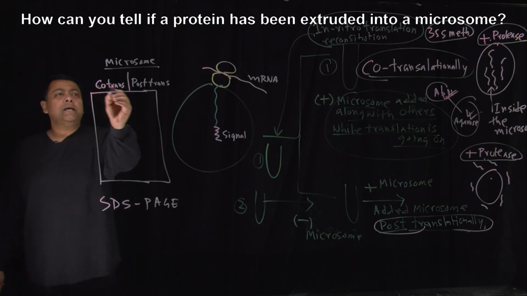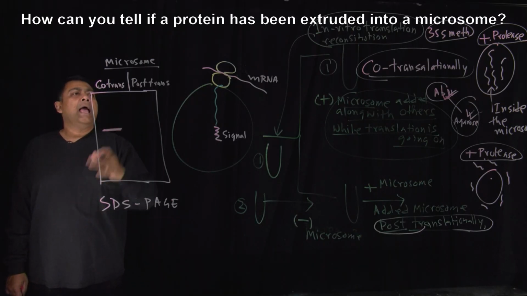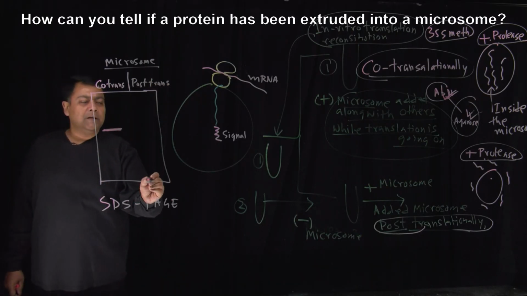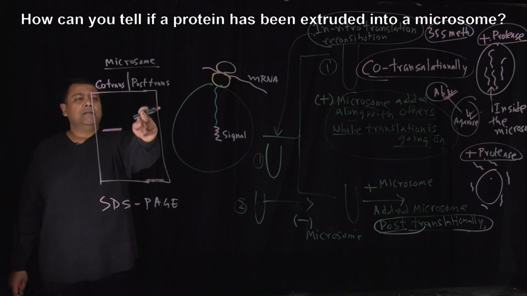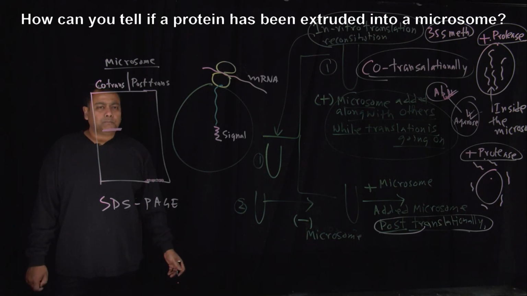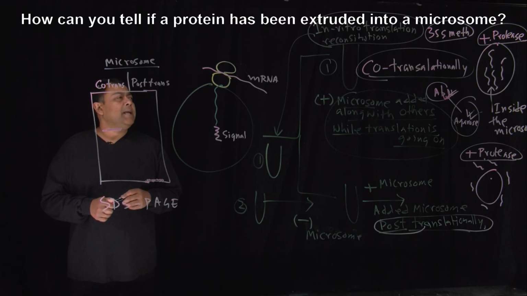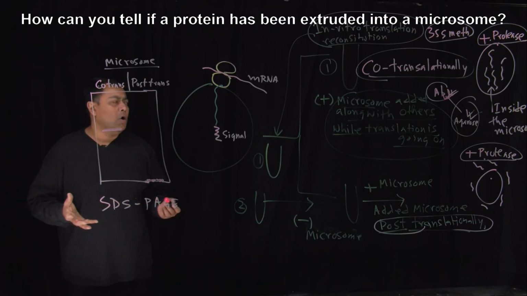So in the co-translational microsome added lane, you find your protein. Right here is your protein band. And the post-translational lane just shows some radioactivity essentially at the bottom of the gel. There is nothing else. So this experiment tells you that the protein has been extruded into the microsome.